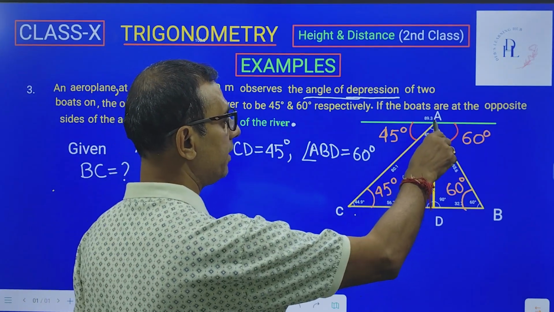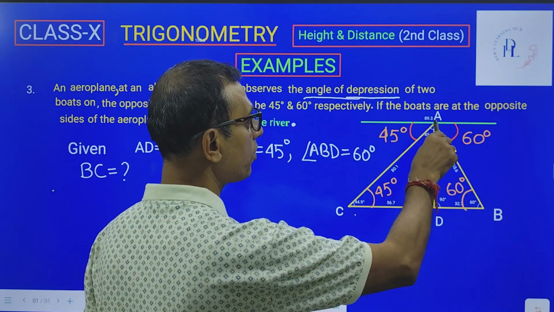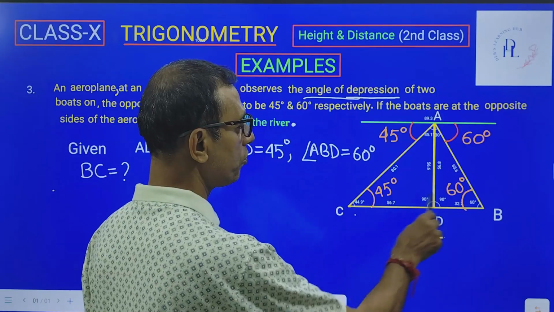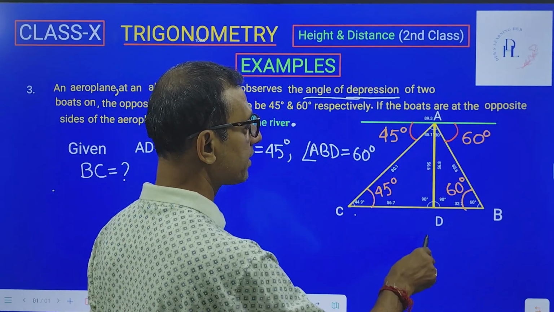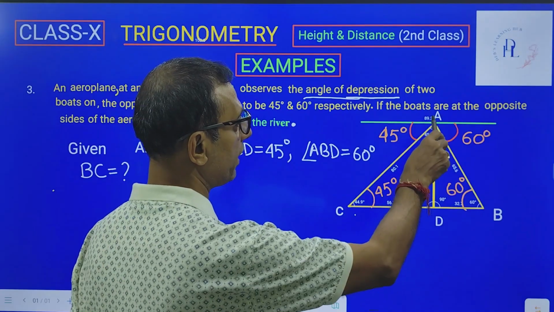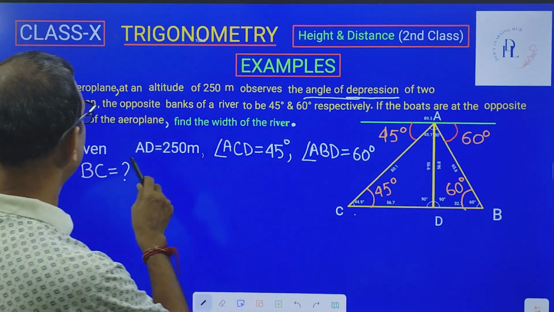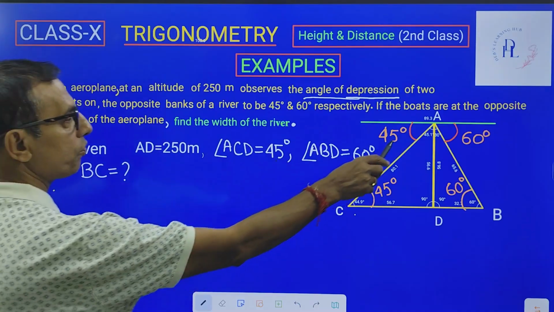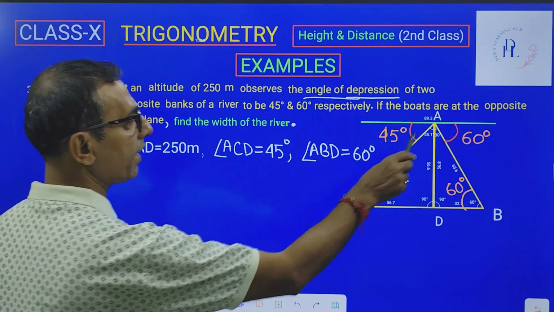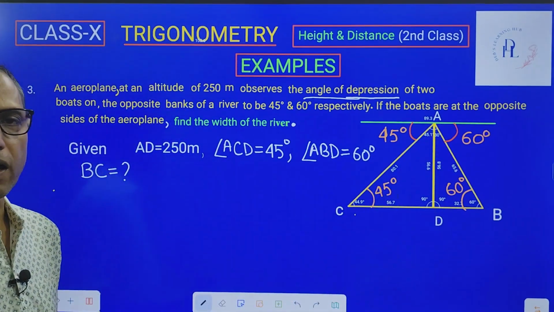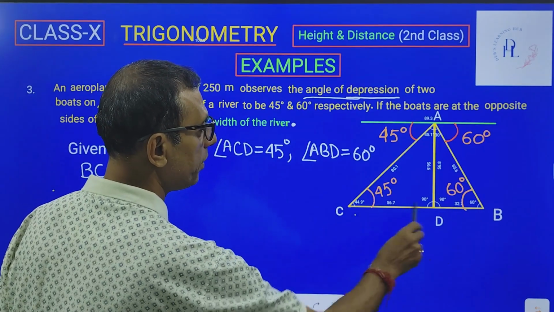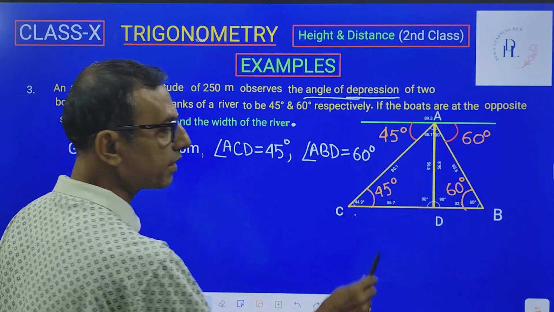Now in this triangle, draw a perpendicular from A to BC. So AD is the height. At what height is the aeroplane? AD equals 250 meters. So what is given? AD equals 250 meters, angle ACD is 45 degrees, angle ABD is 60 degrees. What you are supposed to find out is the width of the river, that is BC, where B is one bank and C is the other bank.